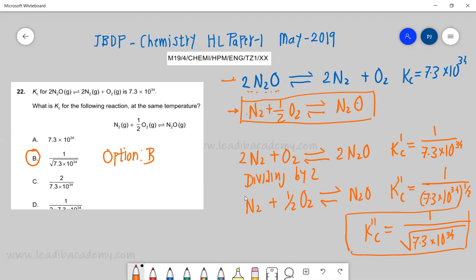So what is the learning from this? When we reverse a reversible reaction, we get the reciprocal of the equilibrium constant Kc. And if we divide or multiply by any number, we get that power. Simple. So the correct option is B.